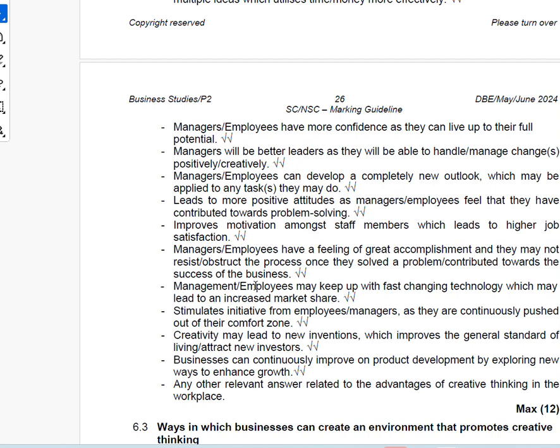So you would have learned a number of different ways of creative thinking during your lessons in class, and you need to bring them here. So it is a maximum of 12, meaning to say you are supposed to bring in 6 points. Just 6 points, then you are fine, you move on.